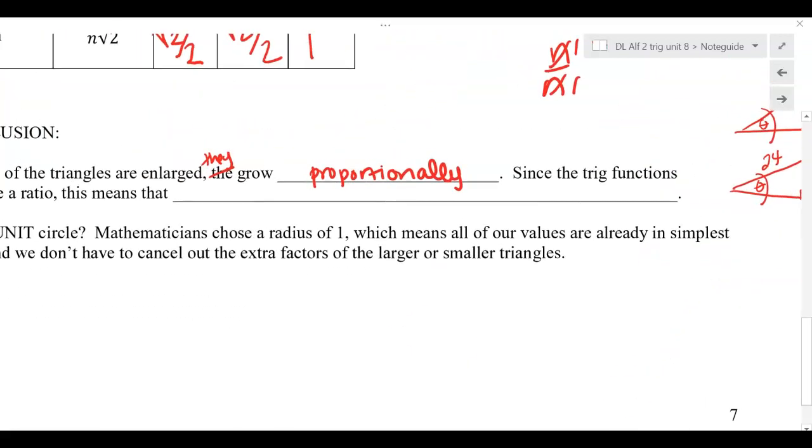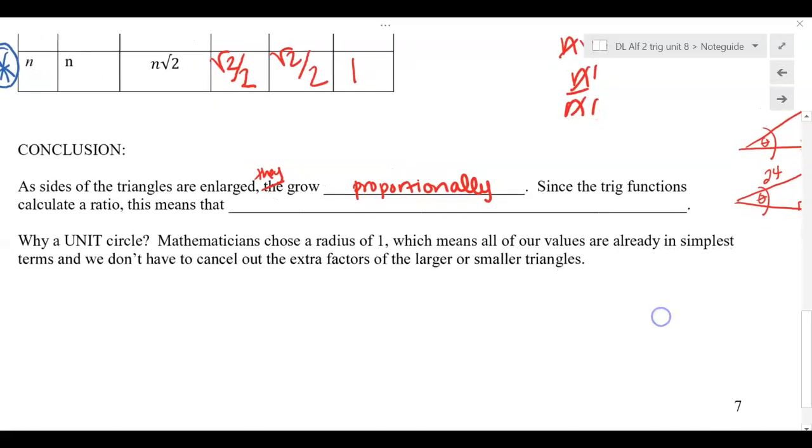So what we see here is that since the trig functions calculate a ratio, this means that the ratio will always be the same. We're going to see it always reduce down to the same value no matter how big the circle. This means it doesn't matter what size the circle. If we drew circles with radius of 1 or 2 or 5 and marked these special angles, we would all get the same sines, cosines, and tangents, even though our coordinates would be different, because our sines, cosines, and tangents take two coordinates and divide them, and they cancel out that extra factor.